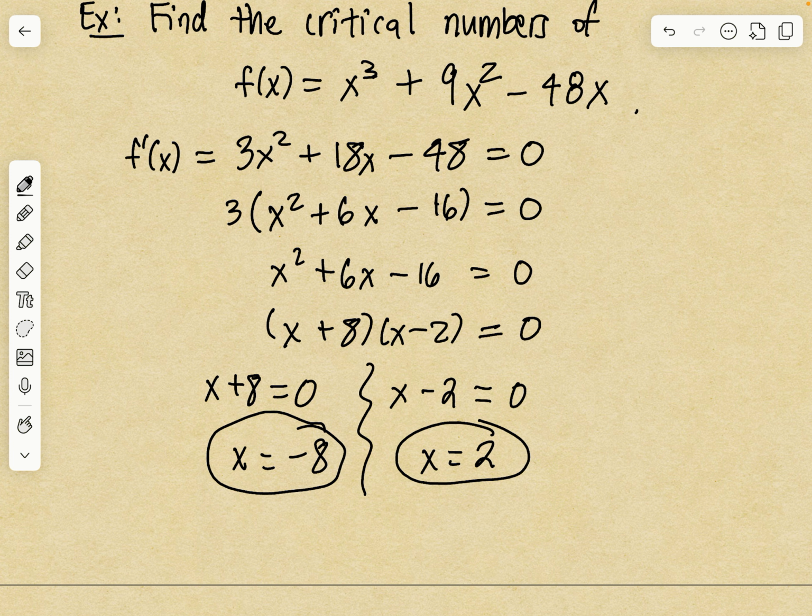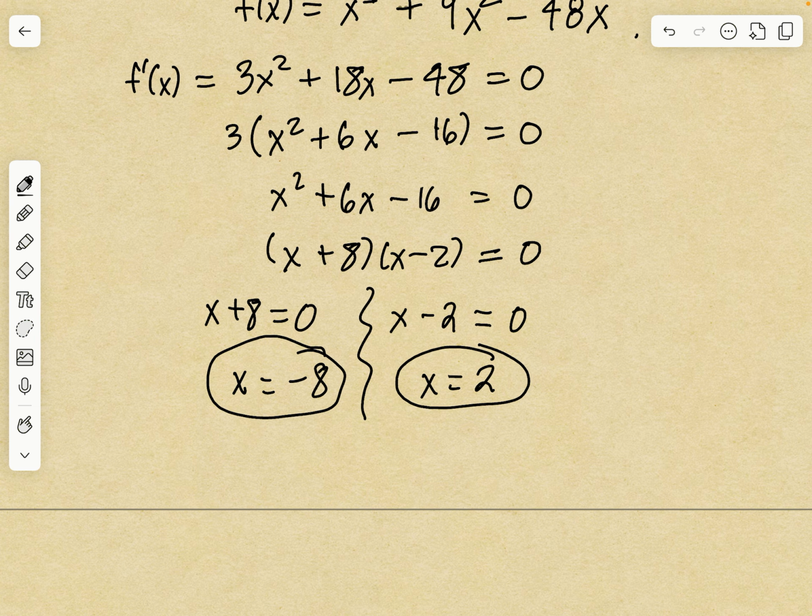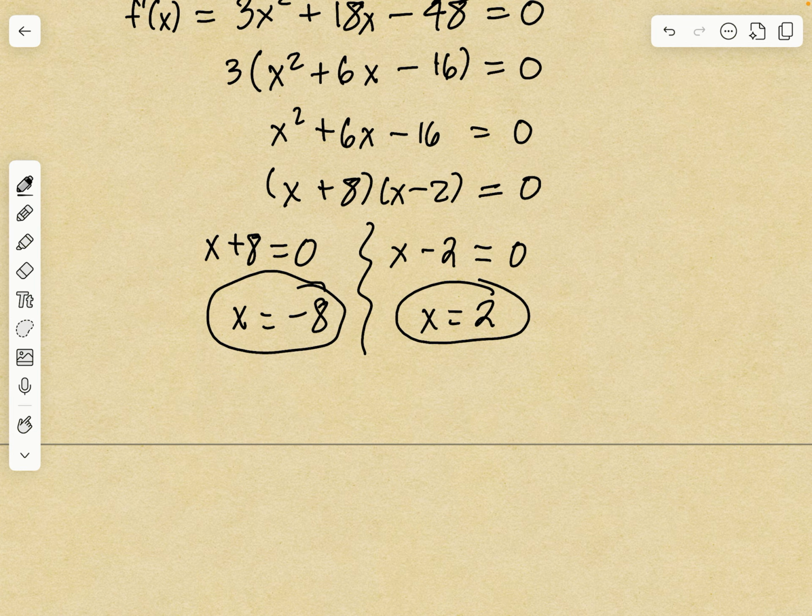So these numbers make f prime equal to 0. And are these in the domain of my function? Yes. What about the values that make f prime undefined? Well, f prime is defined everywhere, right? I don't have any asymptotes or anything like that. So I don't have any critical numbers that you get by making f prime undefined. So I just have these two critical numbers. And that's the answer.